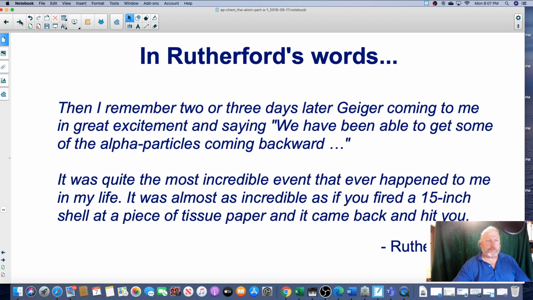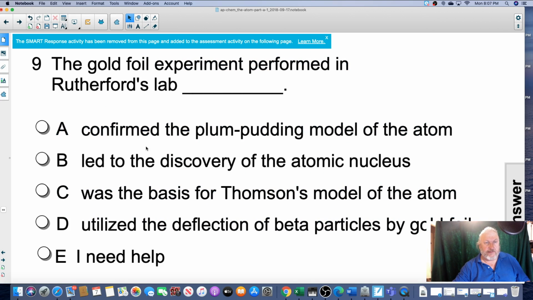So this is what he said. I remember 2 or 3 days later that Geiger came to me in great excitement and said, we've been able to get some of the alpha particles coming backwards. It was quite the most incredible event that ever happened to me in my life. It was almost as incredible as if you fired a 15-inch shell at a piece of tissue paper and it came back and hit you. Again, by the math, that's the way it should have been.